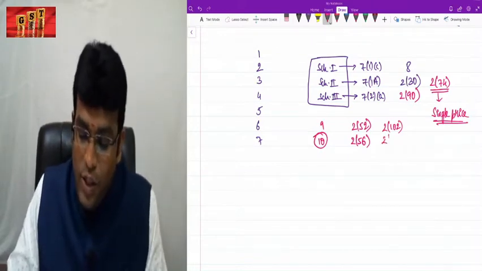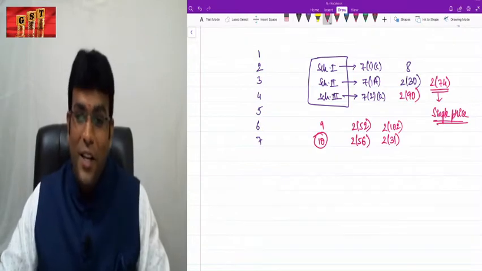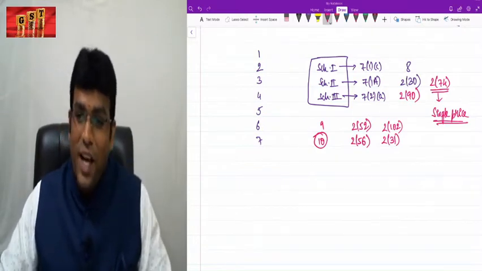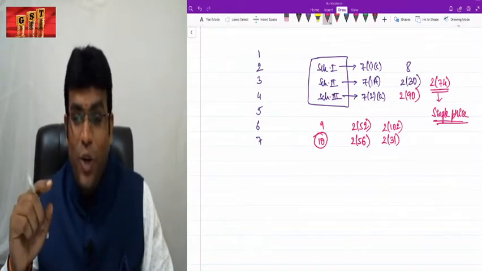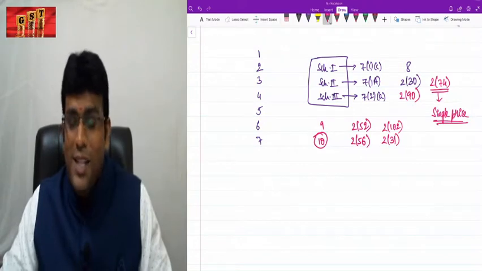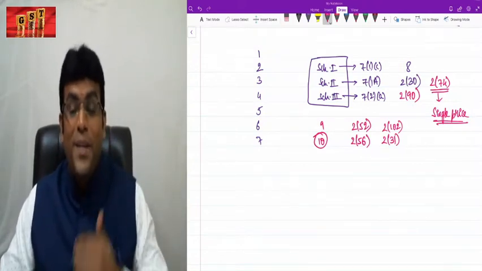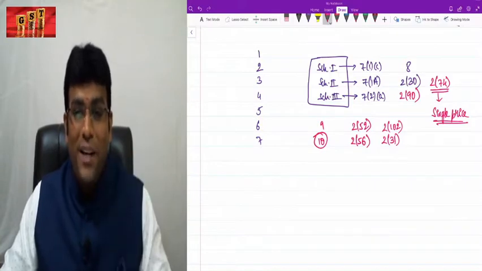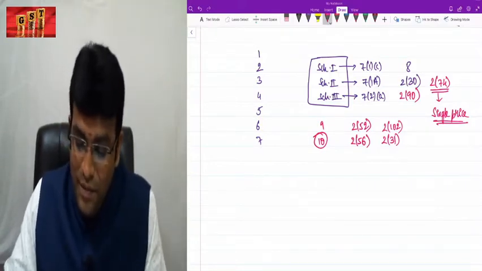Then what is 2(31)? 2(31) defines what is consideration. Consideration means something in return, which can be in monetary form or non-monetary form. But consideration does not include 2 things. Number 1, refundable deposits unless appropriated. Number 2, subsidy received from central government or state government.